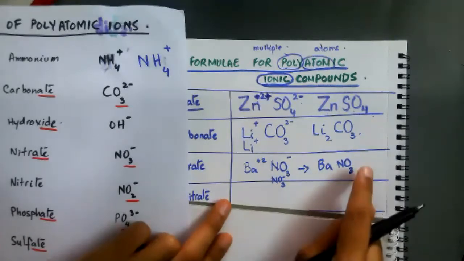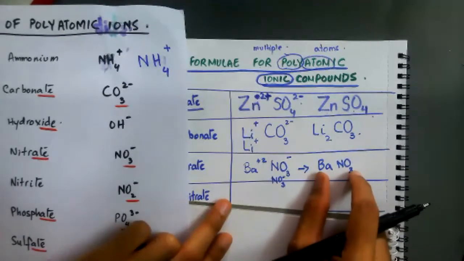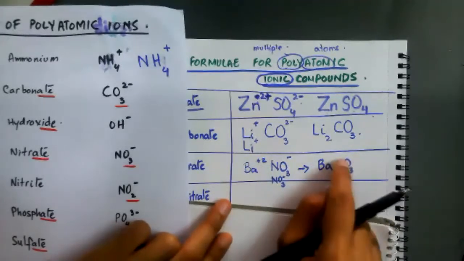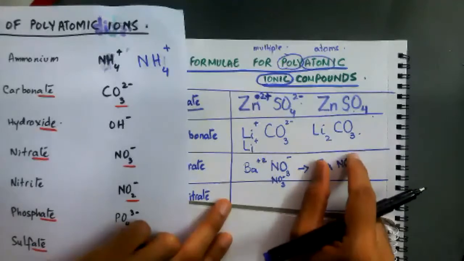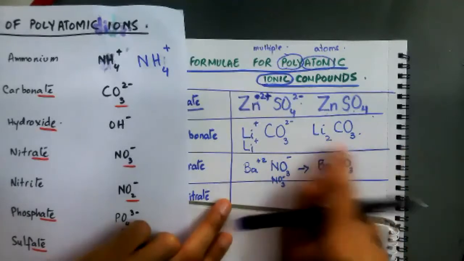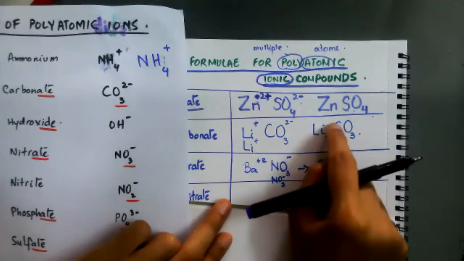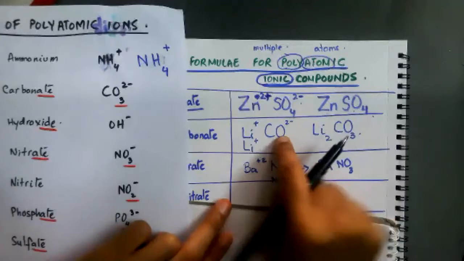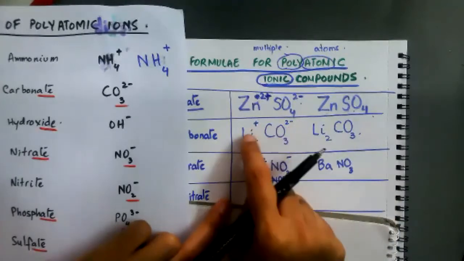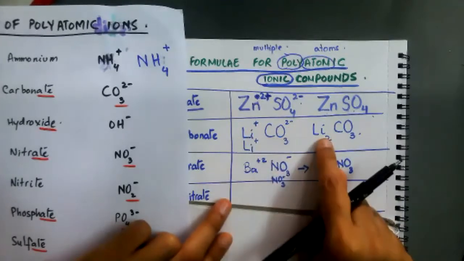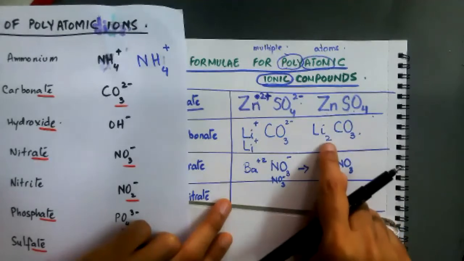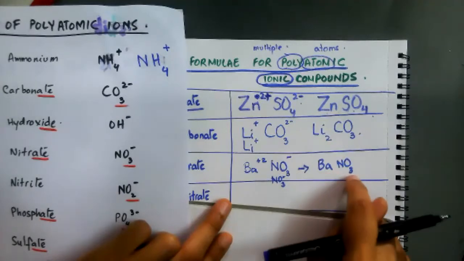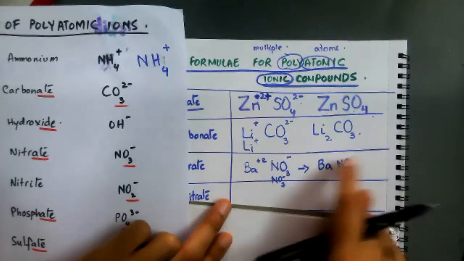No. Okay. Another thing. You will not write the charges in the final formula. I am showing you the charges only in working. Why? Because in the final formula, the charges are neutralized. See, I did not write lithium plus one here. Did I write it? No. So only in working. While you're working out, you can put signs for your understanding. But in the final formula, you won't write the charges. You will only write the number of ions in the particle. So I won't write minus or plus here.